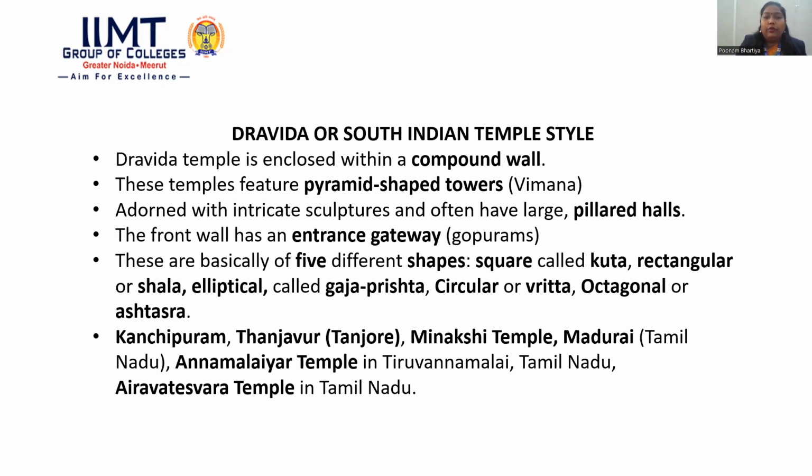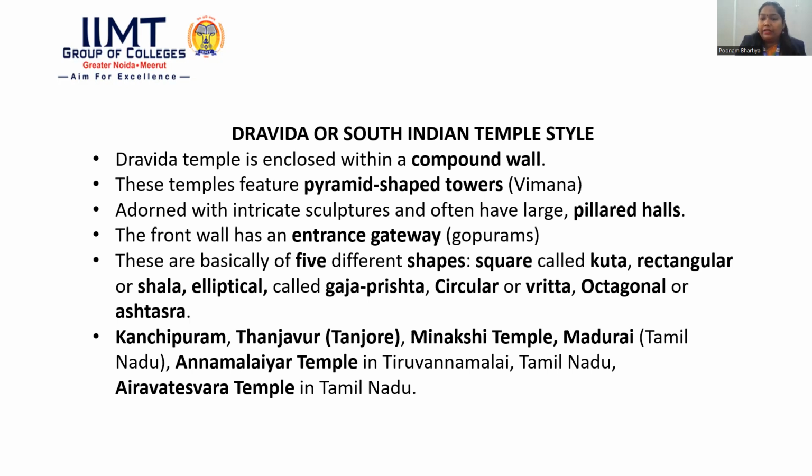Then the third thing is that they are adorned with intricate sculptures and often have a large pillared hall. So there are different small sculptures on the Viman also, and a number of pillars in the Mandap. The front wall has an entrance gateway called Gopuram. These are basically of 5 different shapes of Viman.